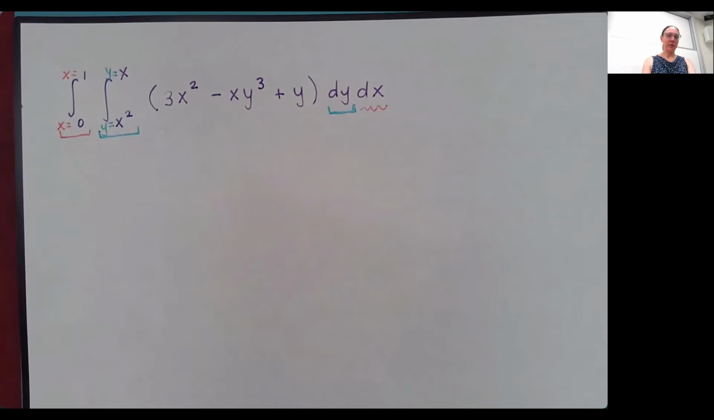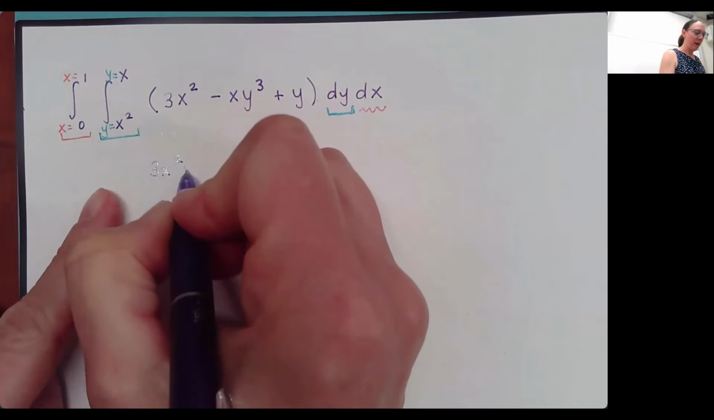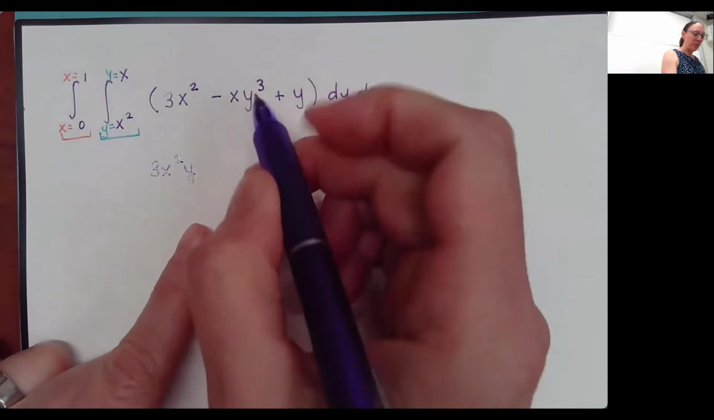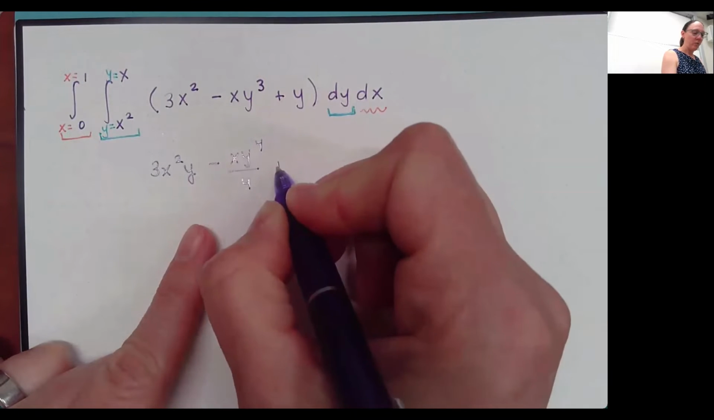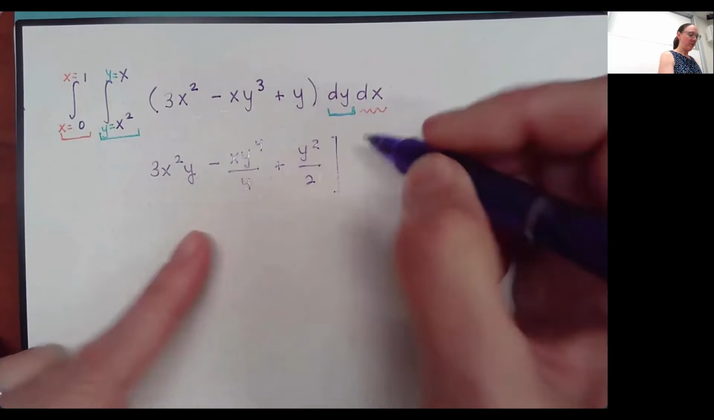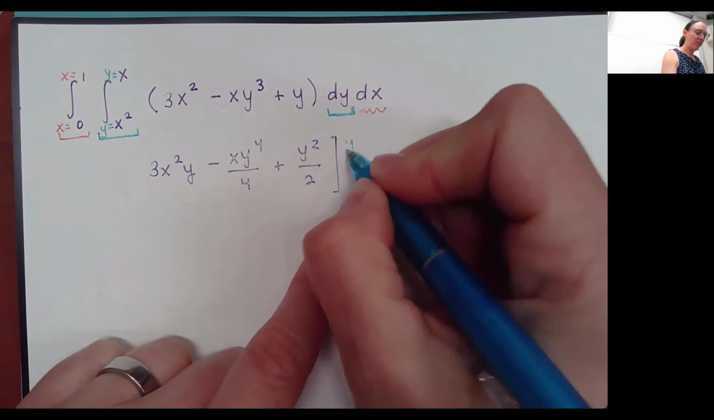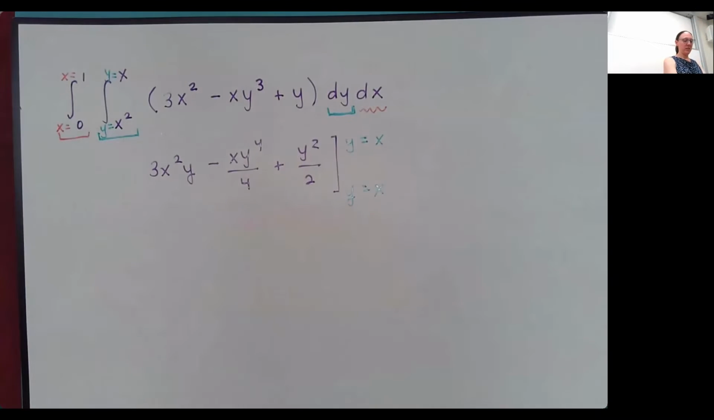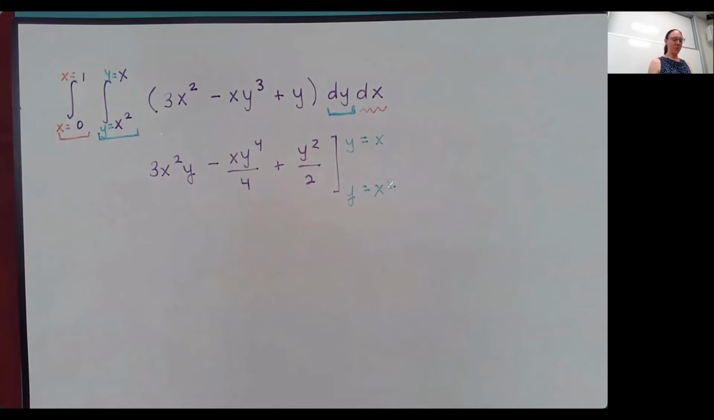If I'm integrating first with respect to y, that means that 3x squared is just 3x squared y. Integrating this piece with respect to y, I've got x y to the 4th over 4 and y squared over 2. And then we're replacing y with x squared and subtracting off replacing y with x. Sorry, other way around. We're replacing y with x and subtracting off replacing y with x squared.